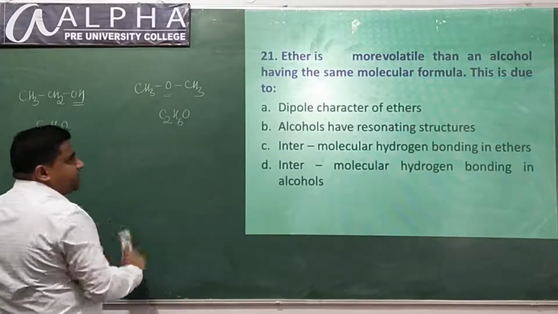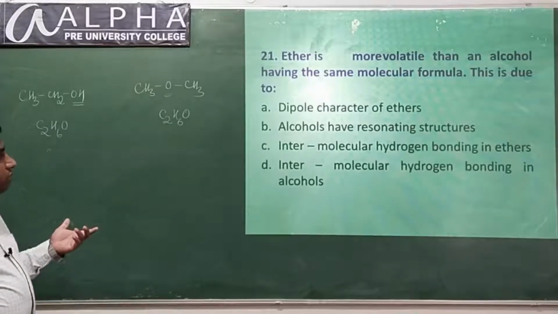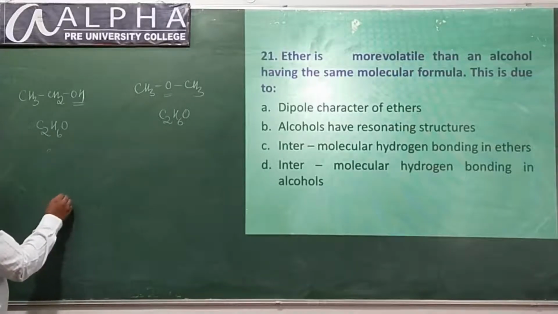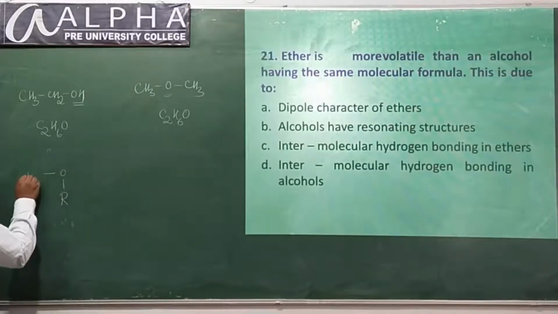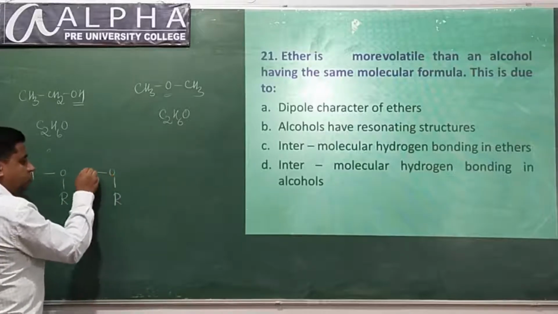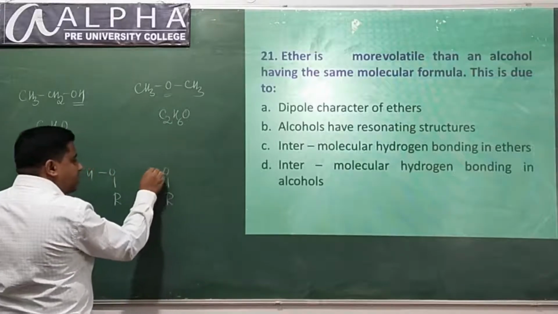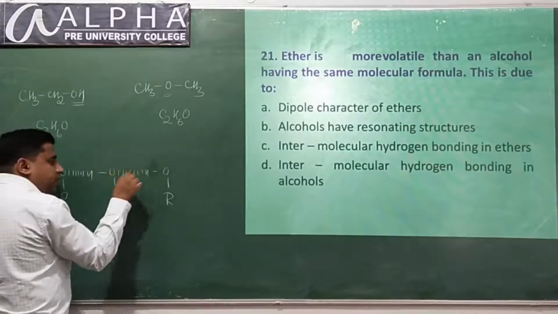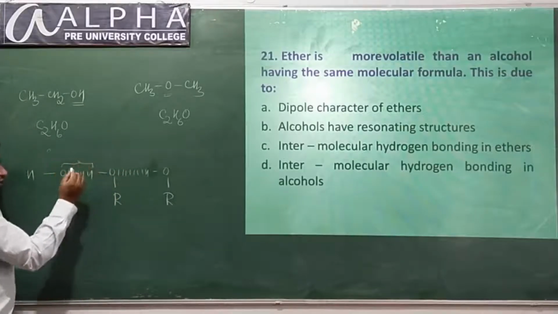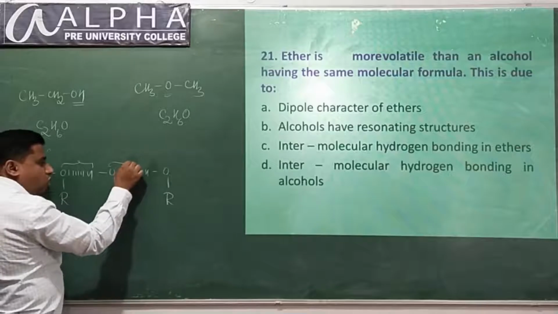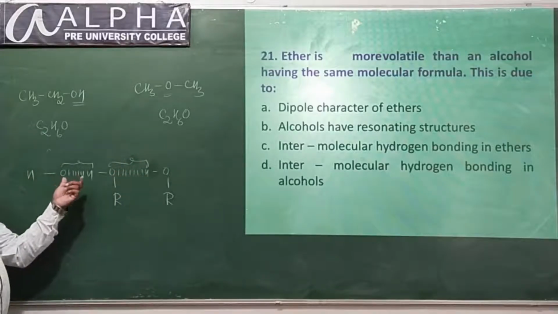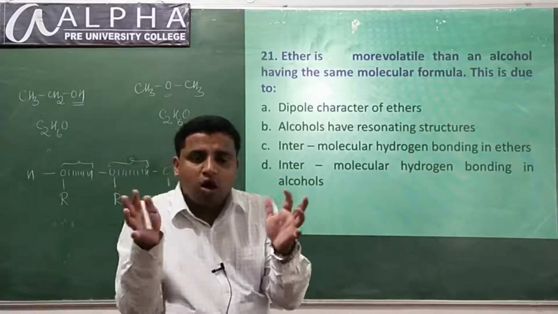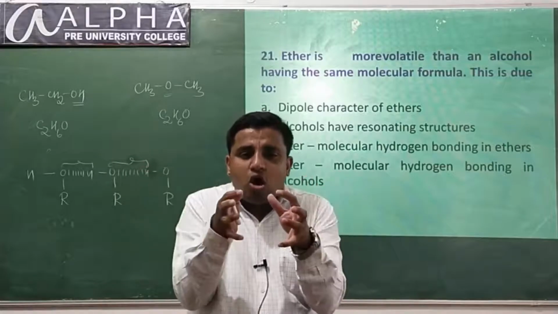Now the question is, ether is more volatile than alcohol. Why is ether more volatile? Observe here, alcohol molecules, ROH, are held together by a strong hydrogen bond. There is a hydrogen bond between oxygen and hydrogen. So alcohol molecules are held together by a strong hydrogen bond.